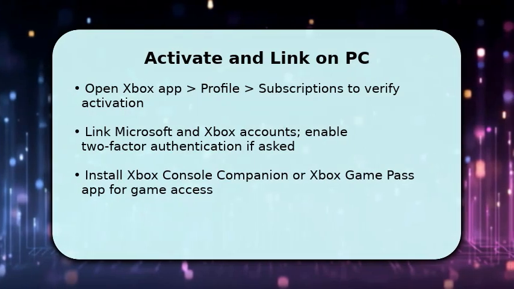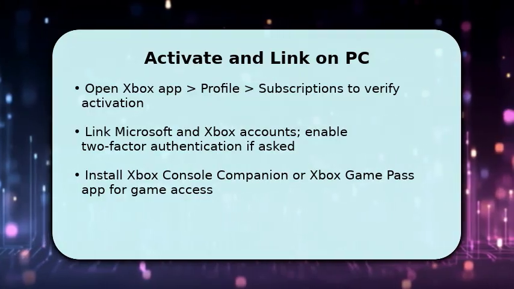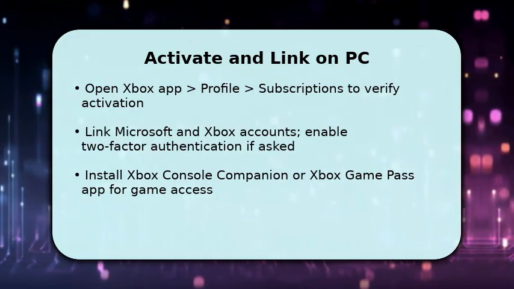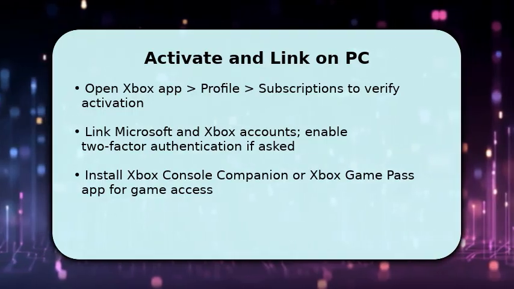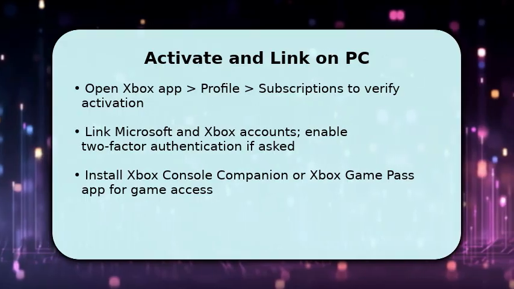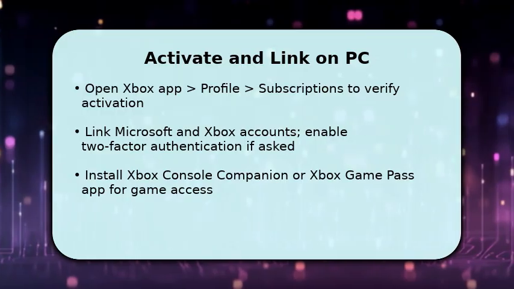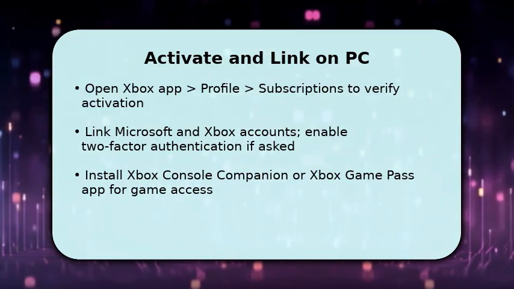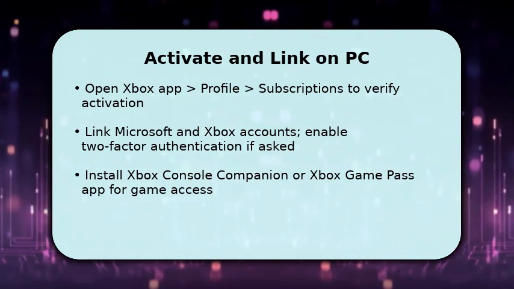Once the code is accepted, you need to activate services on PC. Open the Xbox app and check profile subscriptions to confirm the live membership or credit is listed. If you plan to use Game Pass, install the Xbox Game Pass app or the Xbox Console Companion for easy access to games. Make sure your Microsoft account is linked and two-factor authentication is enabled for security. This prevents login issues later. Finally, sign out and back in to refresh entitlements so games recognize your new access.